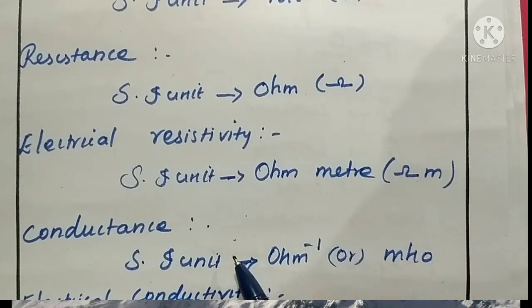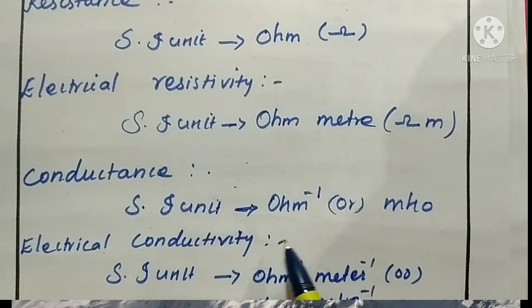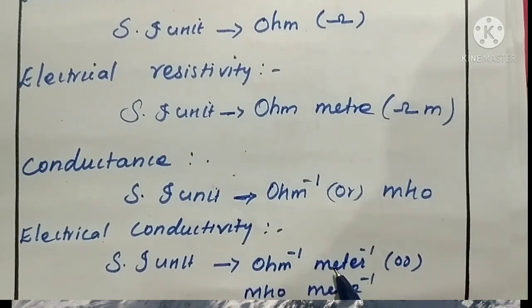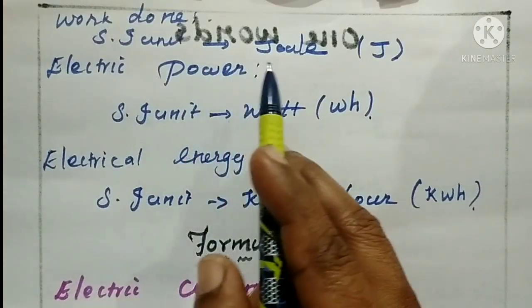And the SI unit of conductance. Resistance is the opposite of conductance. The unit is ohm power minus 1 or mho. And for electrical conductivity, the unit is ohm power minus 1 meter power minus 1, or it can also be represented as mho meter power minus 1.